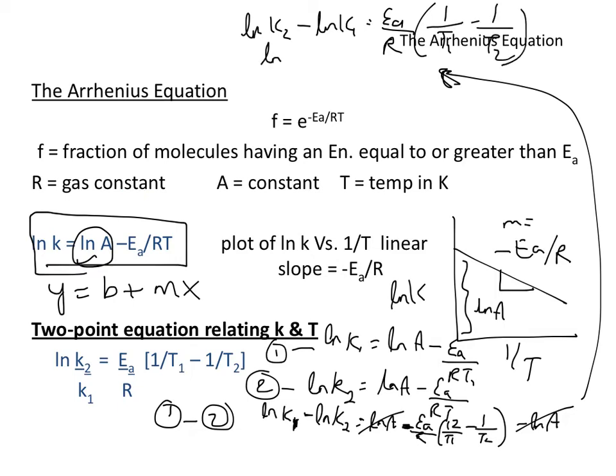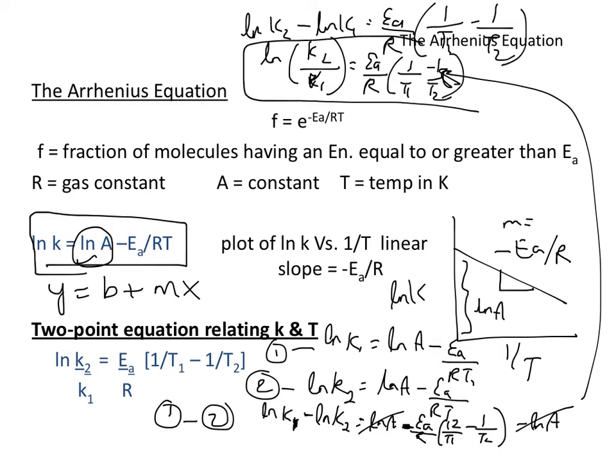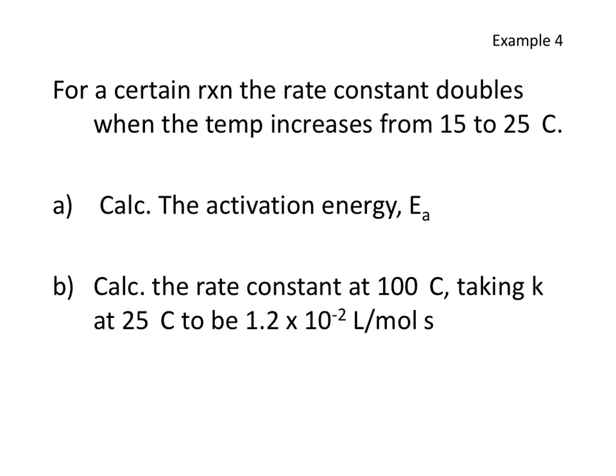And since these are both natural logs, you can say natural log of k2 over k1 is going to be equal to Ea over R, 1 over T1 minus 1 over T2. The one thing you have to keep in mind is that the temperatures are in Kelvin, so if they are not, you need to take the time to convert them before you would be able to use that. Okay? Let's see if we can actually apply that to a problem.